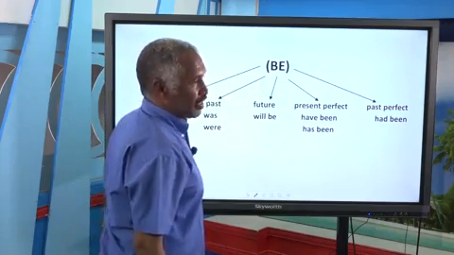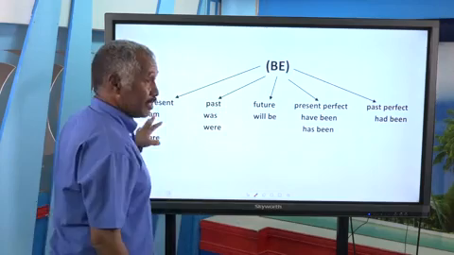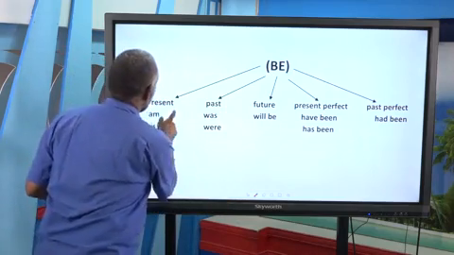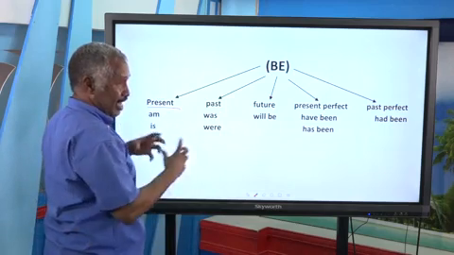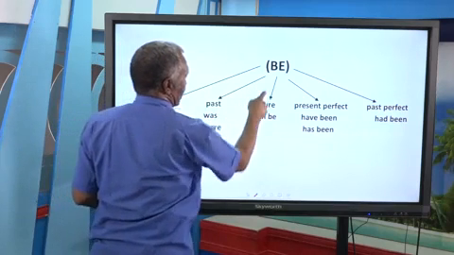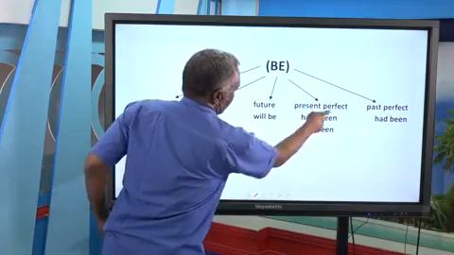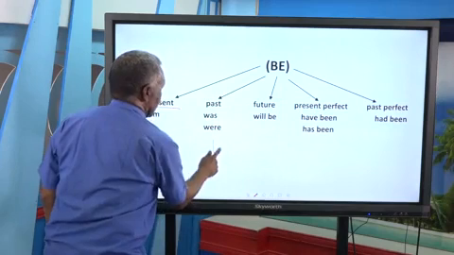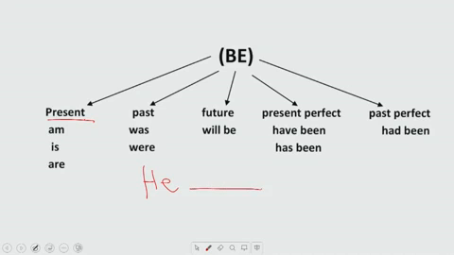Finally, there is be between two brackets. If you find be between two brackets, look at the sentence. If the time of the tense is present, change be to am or is or are. If it is past, was and were. Future, will be. Present perfect, have been or has been. Past perfect, like this here. He dash be happy.